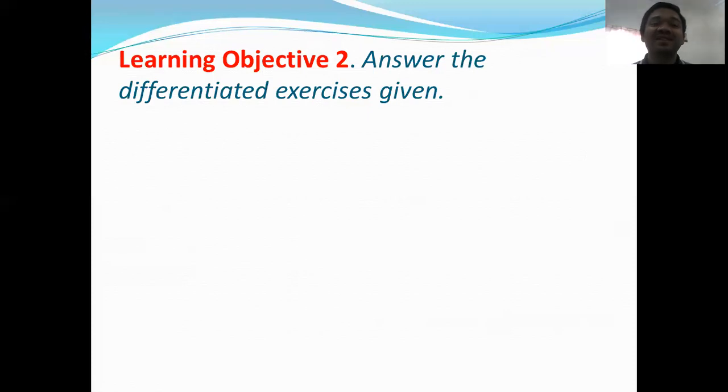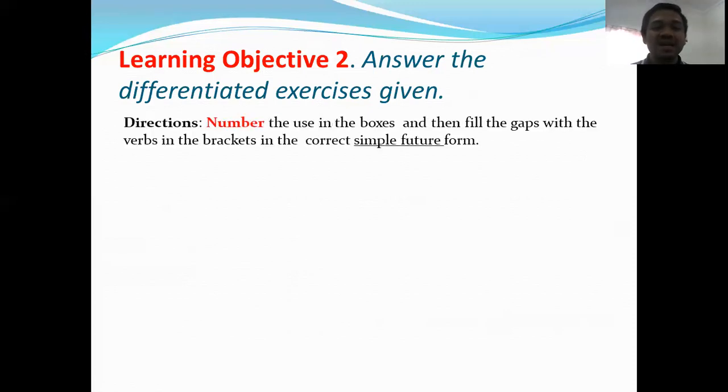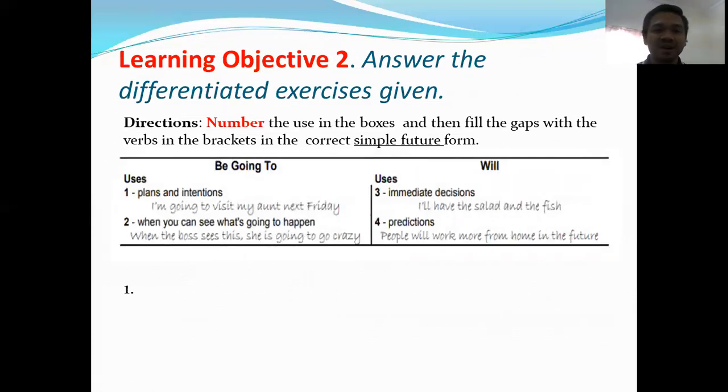have an exercise. Directions. Number the use in the boxes and then fill the gaps with the verbs in the brackets in the correct simple future form. So once again, I have here a few sentences and there are boxes there. And what you are going to do is to number the box based on the usage.